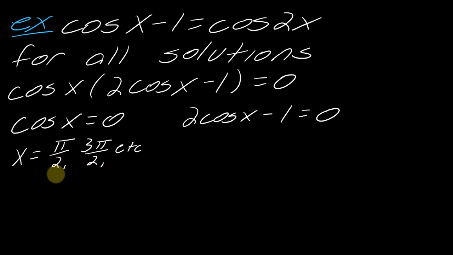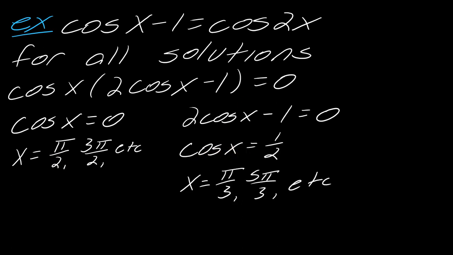So I know that this would be from pi over 2, 3 pi over 2, etc. And then for the other equation, when I look for where cosine of x equals 1/2, that occurs when I have pi over 3, 5 pi over 3, etc. So first I just figure out on the general unit circle, where would my solutions be?